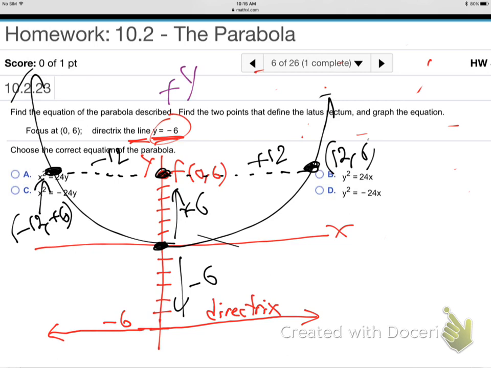Positive y. So it's going to be x squared is positive 4ay. What's the a? Yeah, the a is the distance from the center to the focus, 6. So the a is 6. So x squared is 4 times 6, 24y.